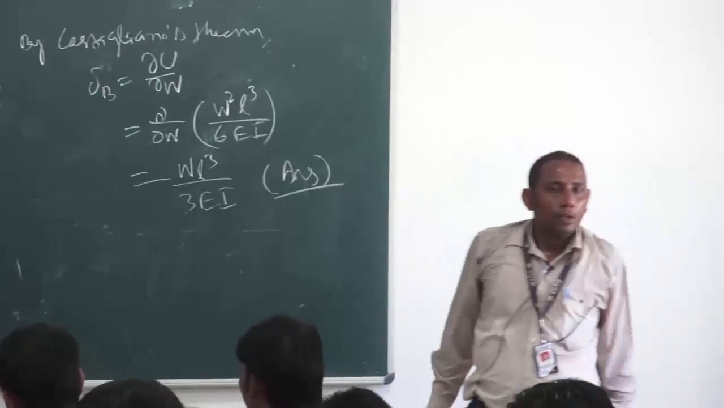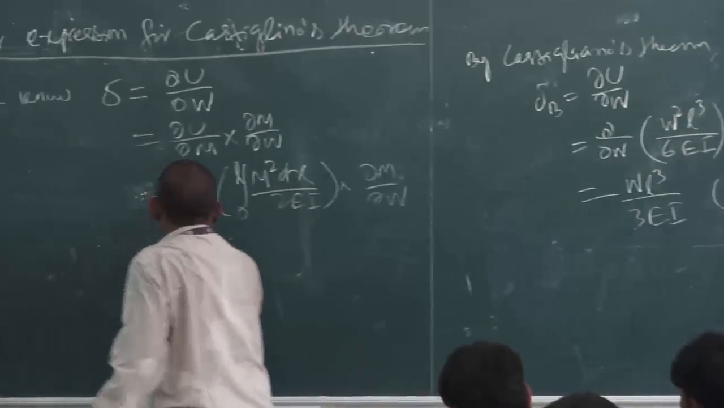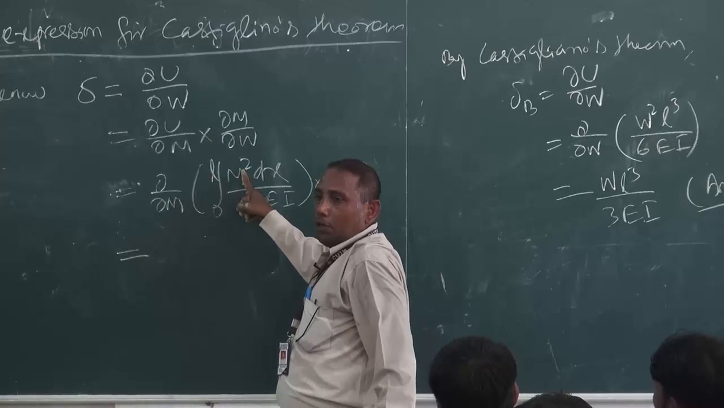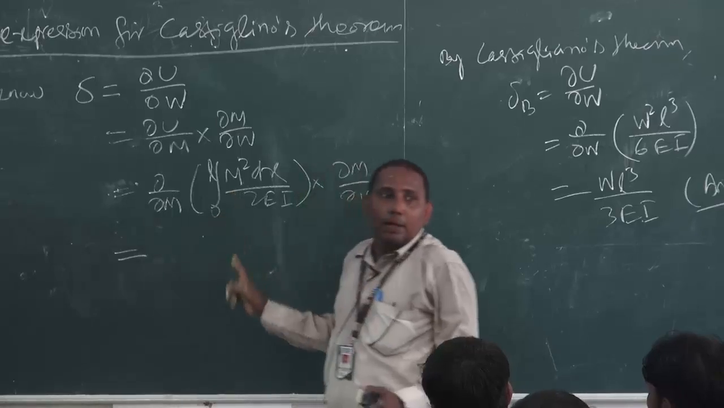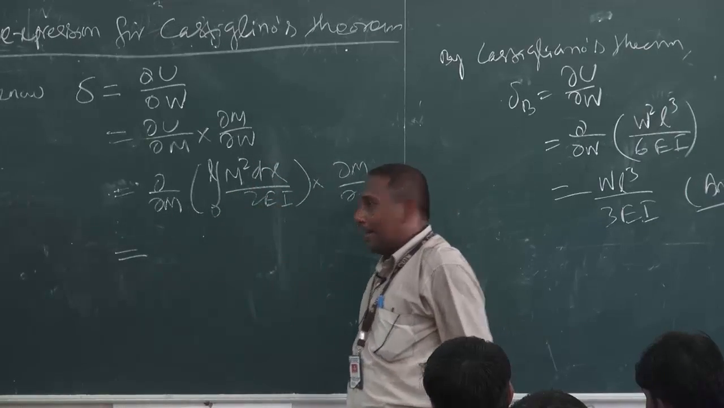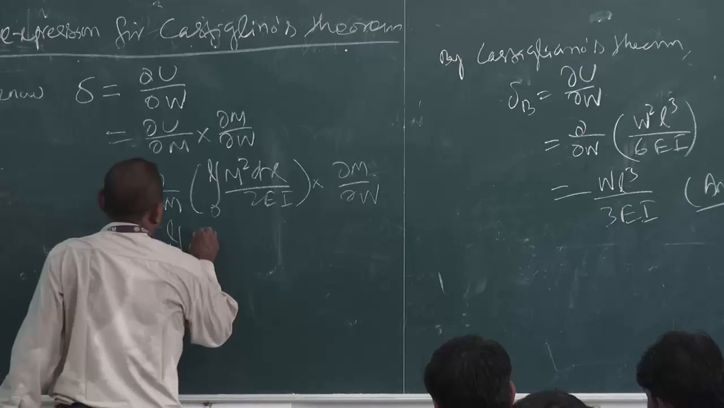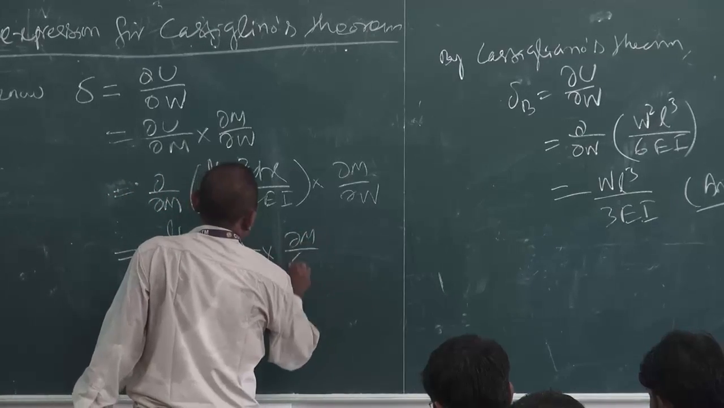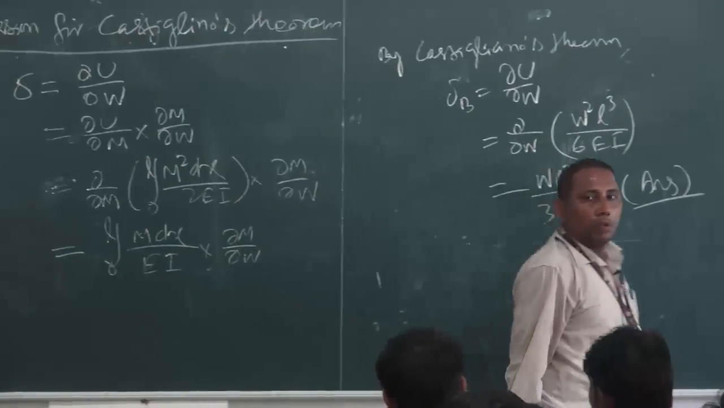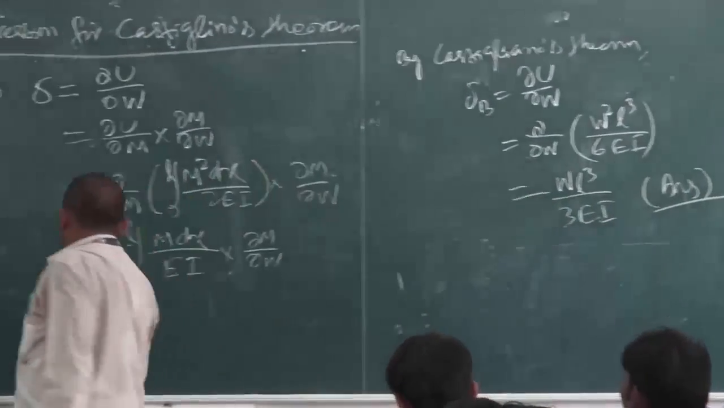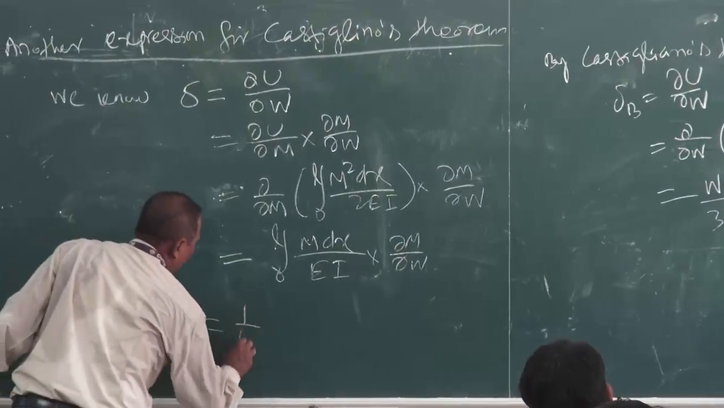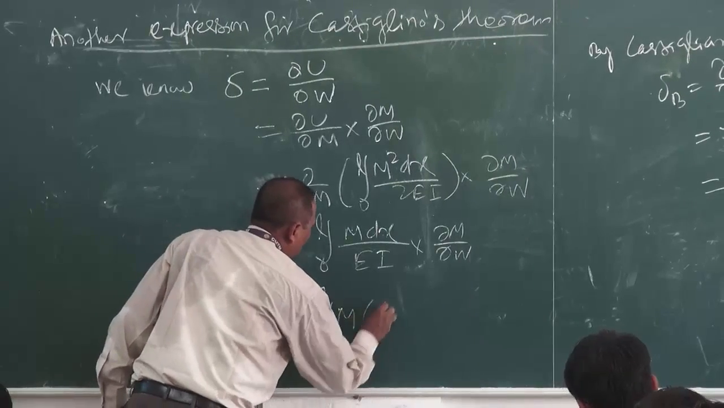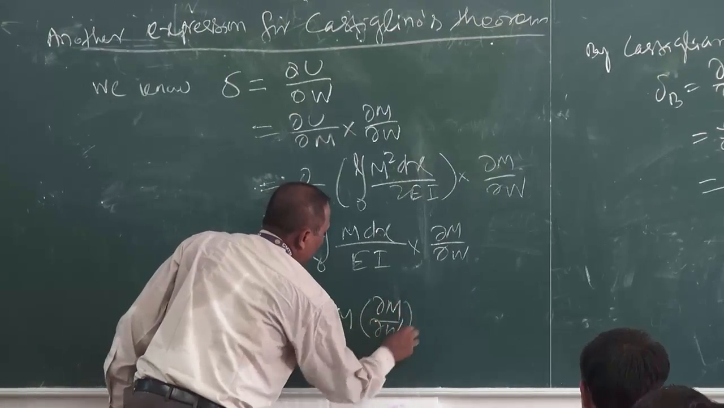Get it? So, this is equal to, with respect to M, and here M² is there. So, what is the derivative? It is 2M, and these 2 and these 2 will get cancelled. So, what remains is the integral from 0 to L of M dx by EI into ∂M by ∂W. From which you can find out delta is equal to 1 by EI, it is a constant you can take out, and the integral from 0 to L of M into ∂M by ∂W into dx.